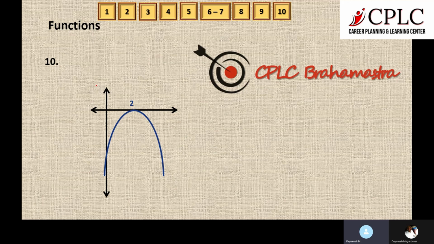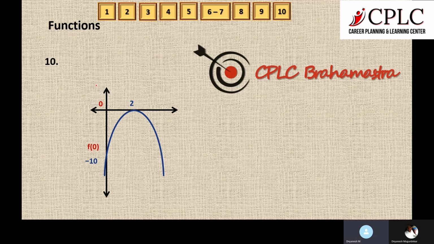So f of 0 they have given, which is minus 10. f of 0 means x is 0, and minus 10 is the value of y. So basically the point is 0 comma minus 10. That is the point they are giving. So 0 comma minus 10, the point will be on the y axis because the x coordinate is 0 and the y coordinate is minus 10.